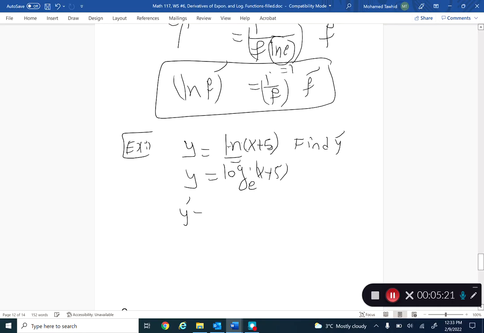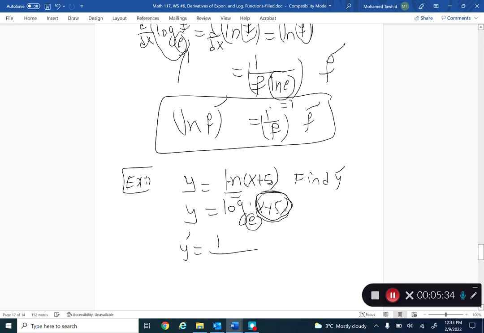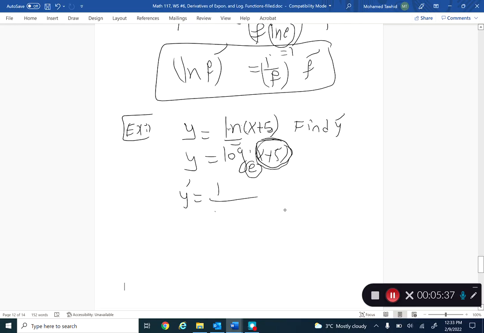I need to take the derivative of this. What is your f? Your f is x plus 5. Whatever is inside here, that is your f. What is your base? e. Your base here is e, so it will be 1 over f, here is the rule. What is 1 over f here? It will be 1 over x plus 5, right? Then for ln f, here is the formula: ln f is 1 over f prime, so x plus 5 prime.